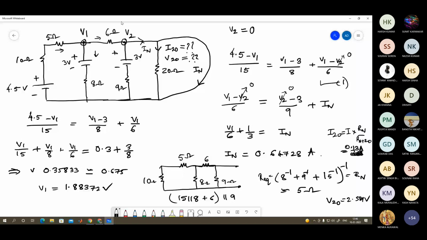You can also verify using Thevenin theorem, and you can do it with superposition theorem. So the same problem may be given like this: find out the drop across the 20 ohm resistor and current through it using Thevenin theorem, and then verify with superposition theorem.